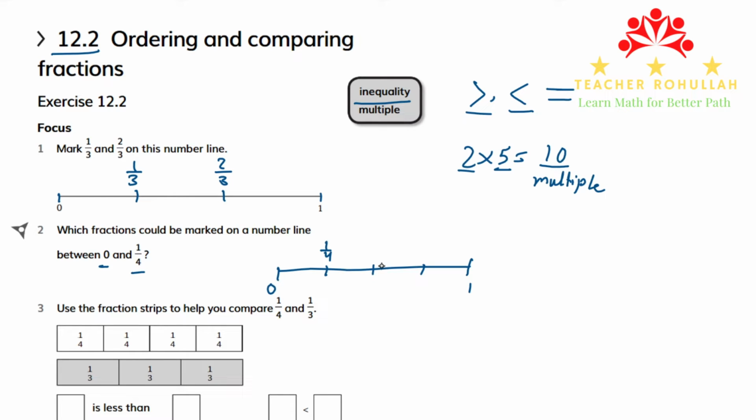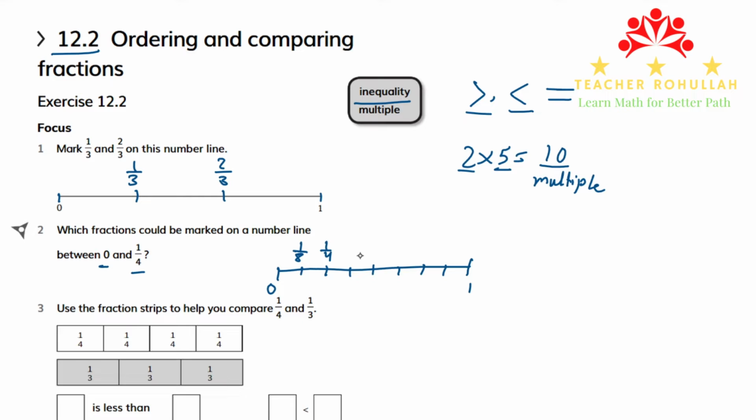So now we have cut the number line into 4 equal parts. If we now cut it into 8 equal parts, we will have one piece here, one here, one here, and one here. Now we have 8 equal parts. 1, 2, 3, 4, 5, 6, 7, 8. So one of the fractions that can be between 0 and 1/4 is 1/8.